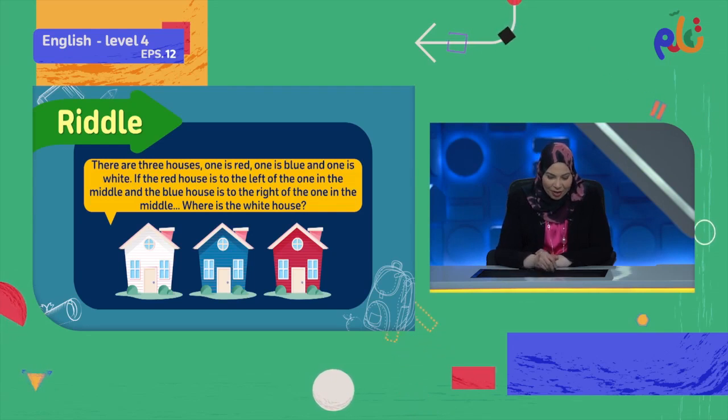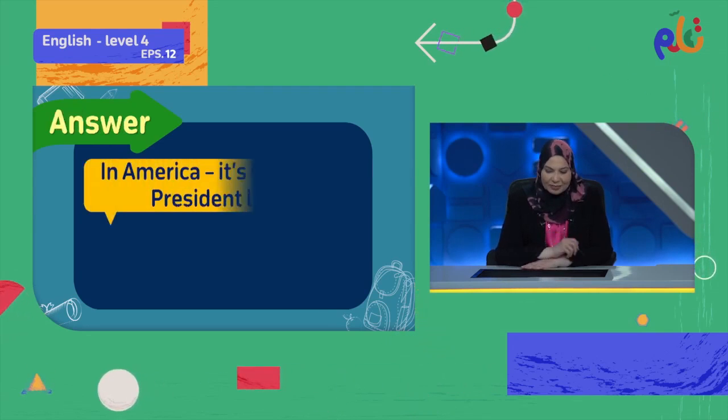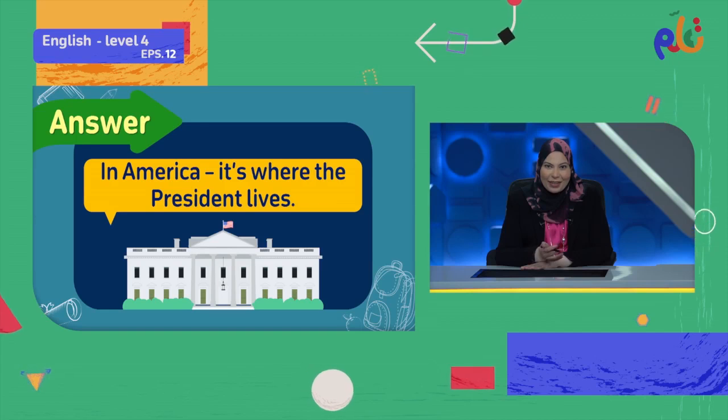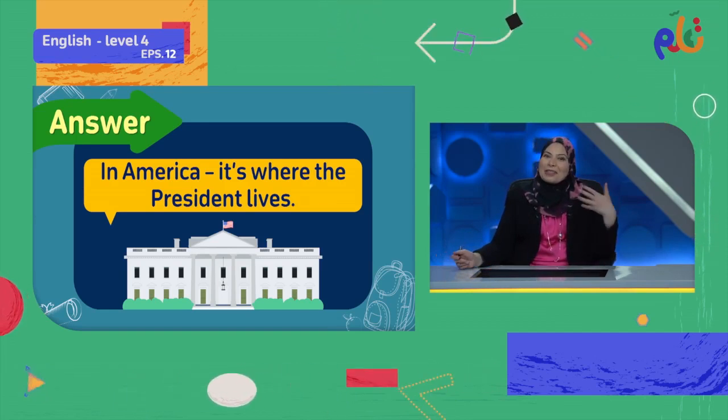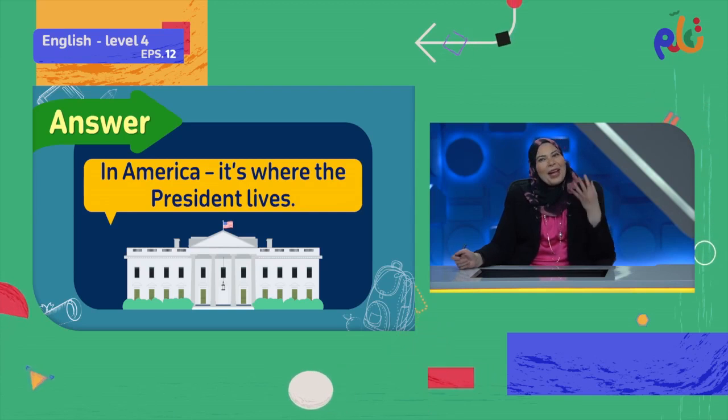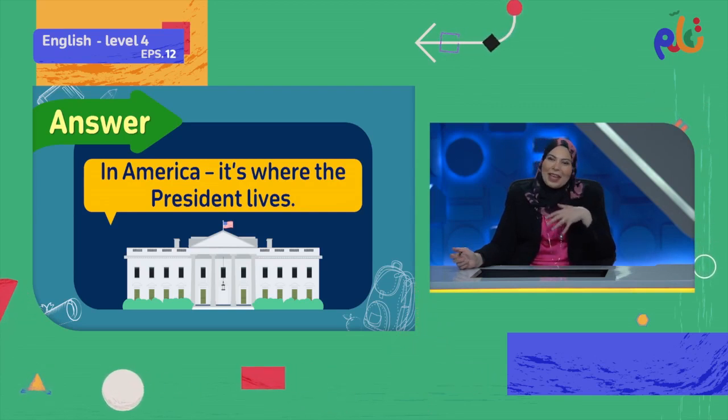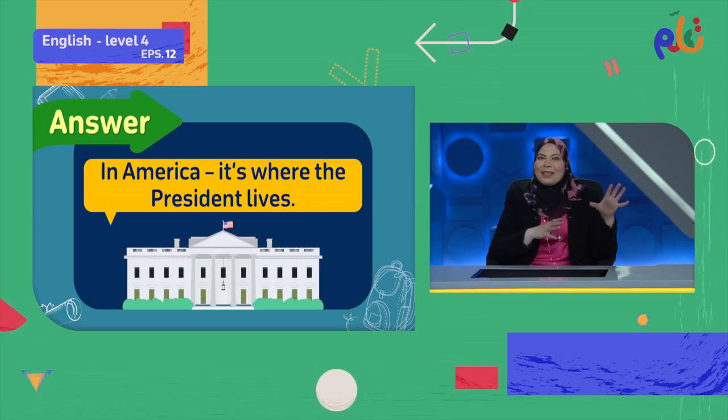Okay, so the answer is in America. Because you know the White House where the president lives, this is the only house that is called the White House. So when I ask you where is the White House, it's not connected to the rest of the information. It's a direct question. Where is the White House? It is in America. And this is our third riddle.